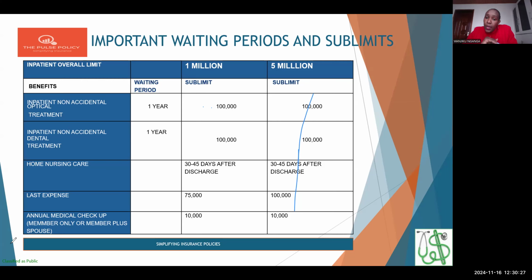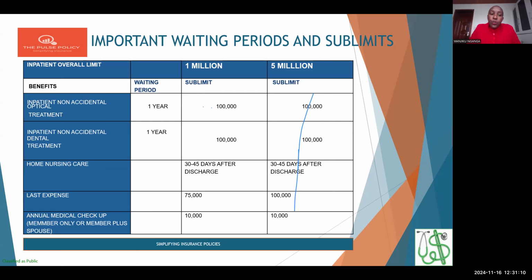And even after waiting for that 1 year, there are sub-limits that are going to apply within that policy. So you have here, for example, 100,000 for the family cover. Again, these are just examples, but once you take your policy, you need to understand what actually applies to your cover. That is the same with inpatient non-accidental dental treatment. Maybe you need a reconstructive surgery for your teeth, and it is not an accident. You have to wait for 1 year, meaning that you can only get that treatment in the second year of your policy, and there is a sub-limit that is going to apply. You cannot use the whole amount on dental.